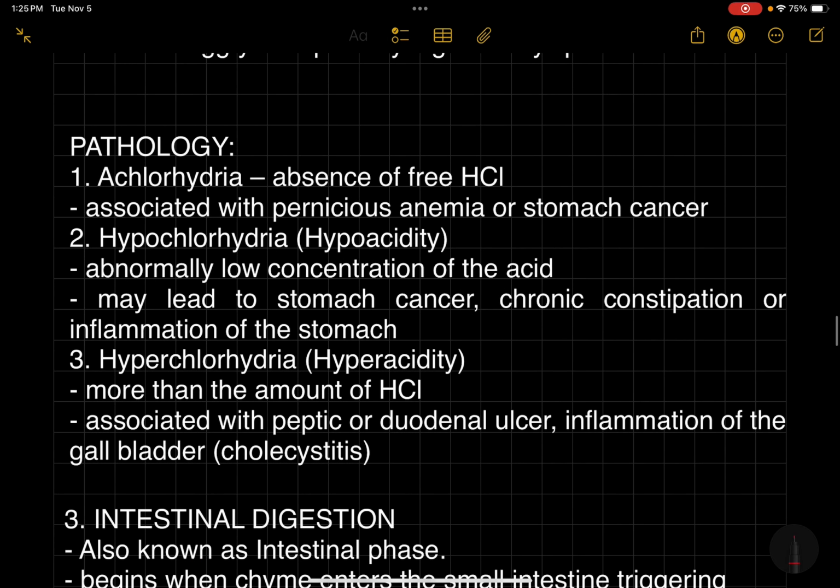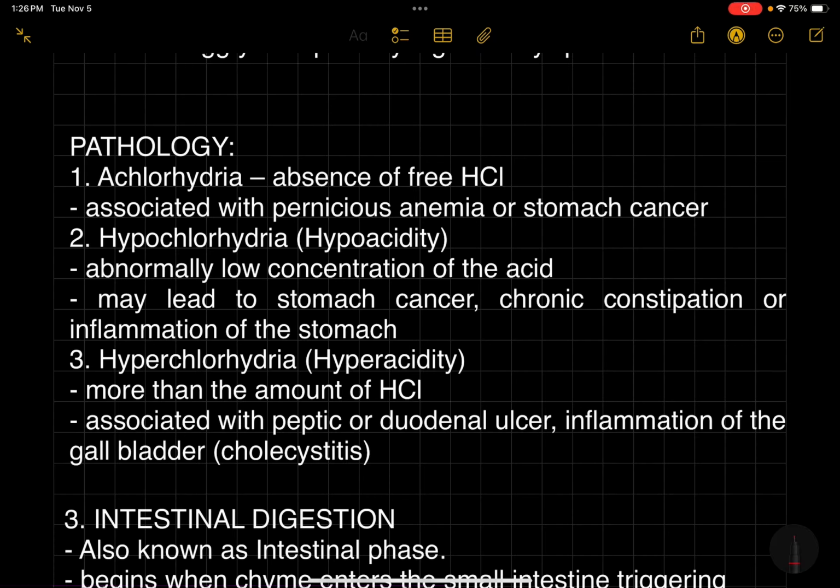We have the pathology. What are the pathologies? We have achlorhydria, absence of free hydrochloric acid, meaning you lack acidity, and associated with pernicious anemia or stomach cancer.